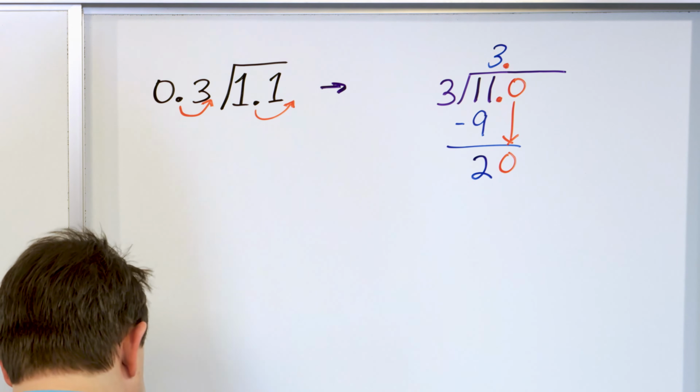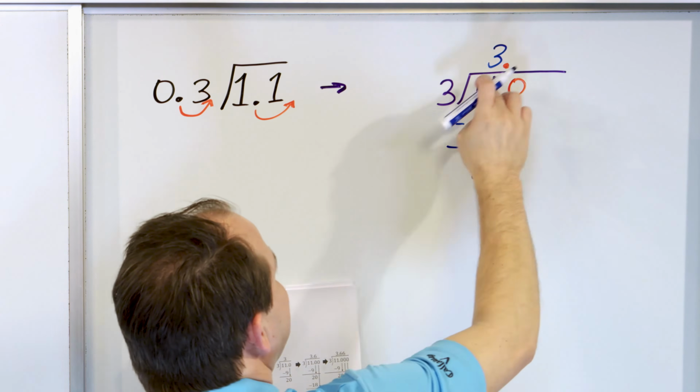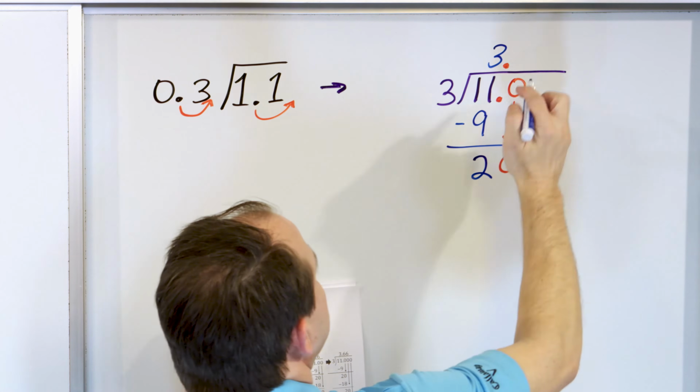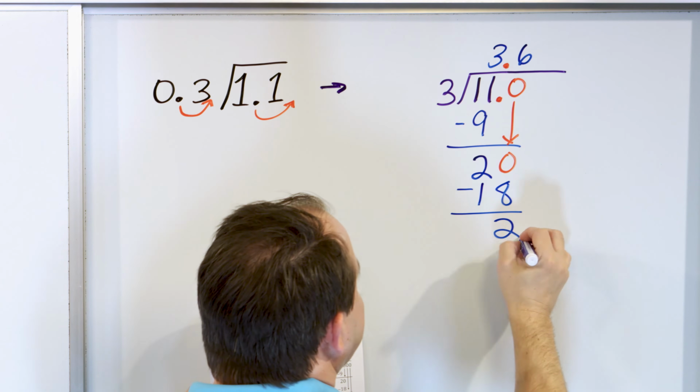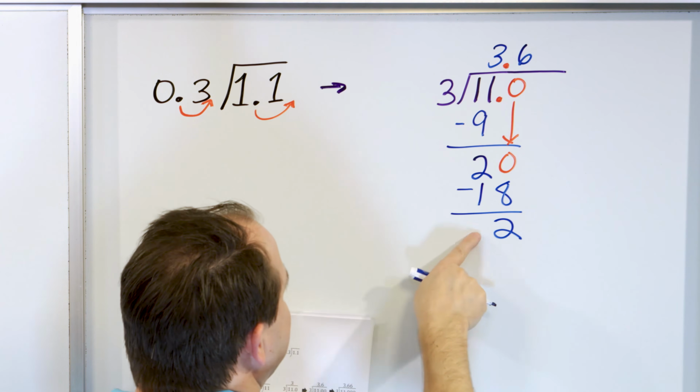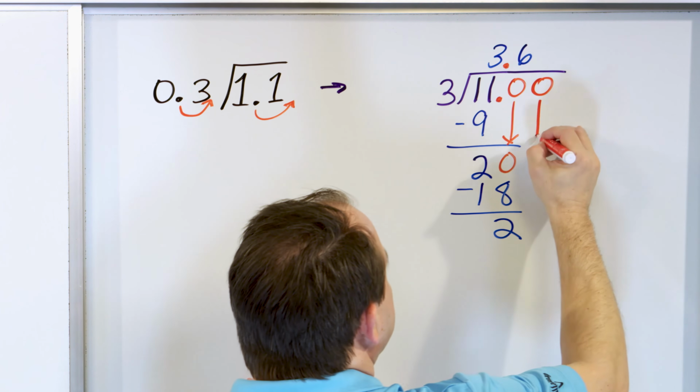Now I have a 20. 3 times 6 is 18. 3 times 7 is 21. That's too much. So it has to be 3 times 6, 18. Subtract, again, I get a 2. I'm starting to see repeating. But just to make sure, I want to then drop another 0 down.